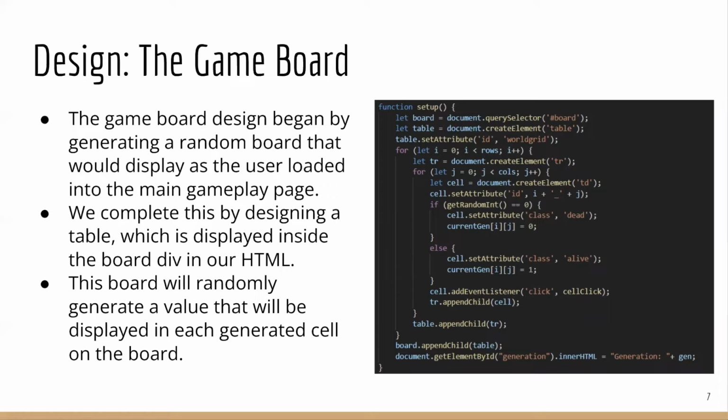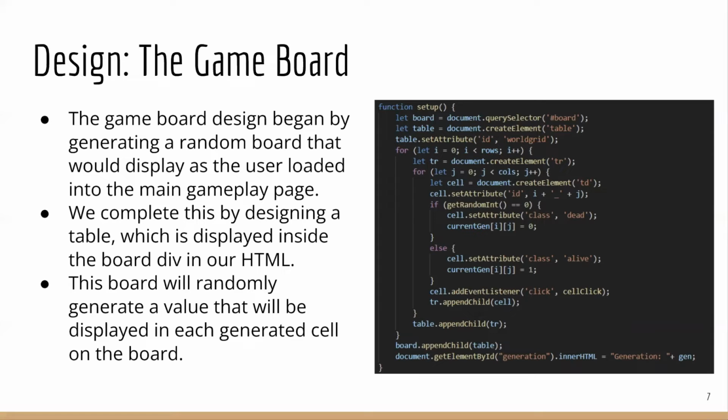Hi, everyone. I'm going to start by talking about how we designed the main game board for our Game of Life. So the game board design began by generating a random board that would display when the user loads into the main gameplay page. We completed this by designing a table, which is displayed inside a board div inside our HTML. And the board will randomly generate a value that will be displayed on each generated cell on the board.